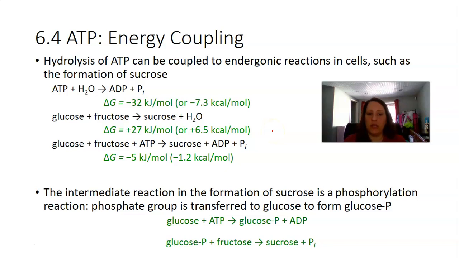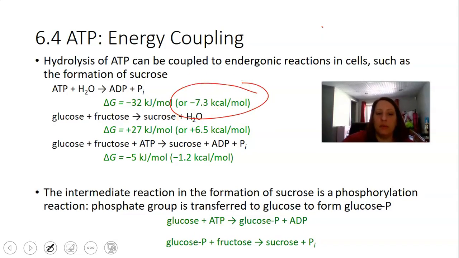If we break the terminal phosphate off of ATP, the energy that's released, we know, is about 7.3 kilocalories per mole, or 32 kilojoules per mole. So breaking off that terminal phosphate from ATP is a very exergonic reaction. It's an energy releasing reaction. Now that energy that's released can be used to drive endergonic reactions, anabolic reactions, buildup reactions that require energy. And that's called energy coupling.